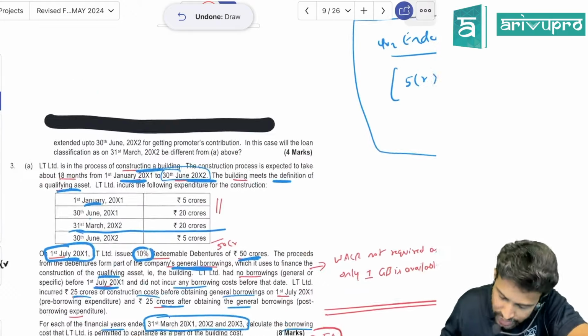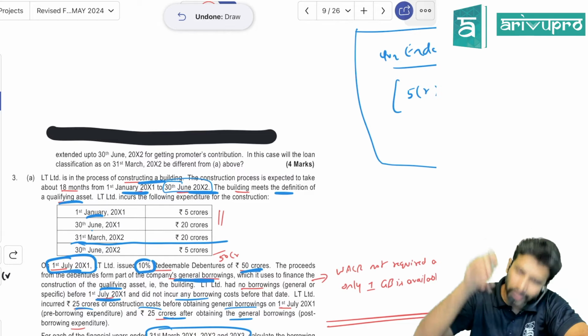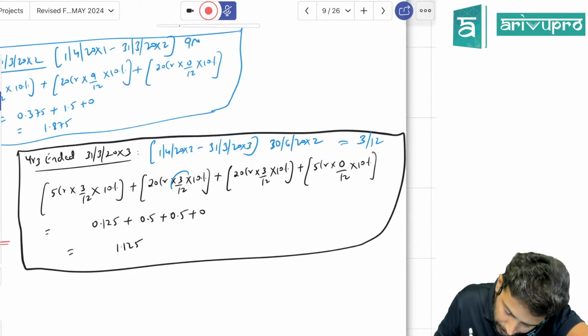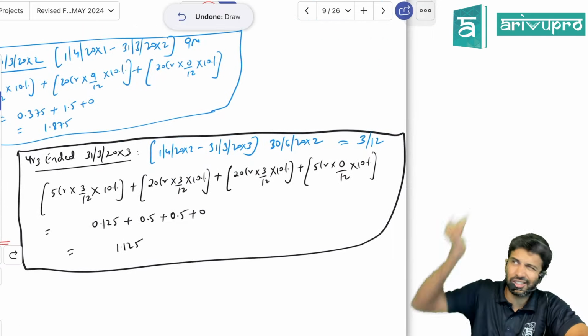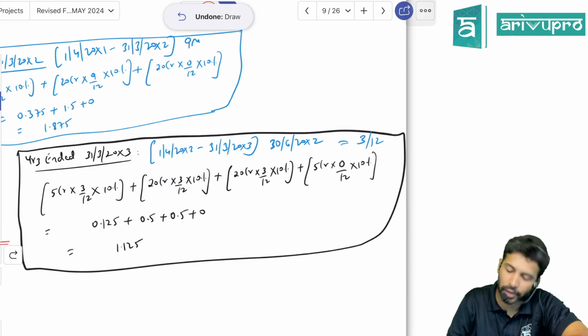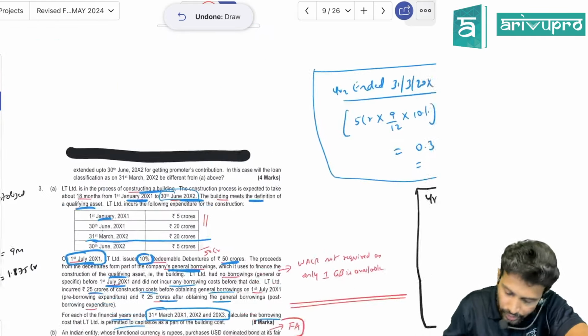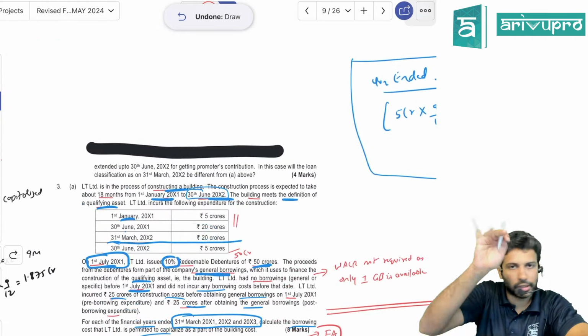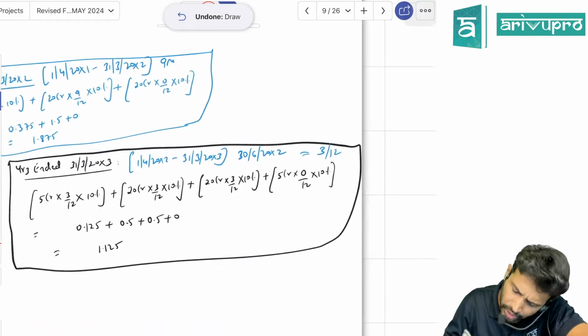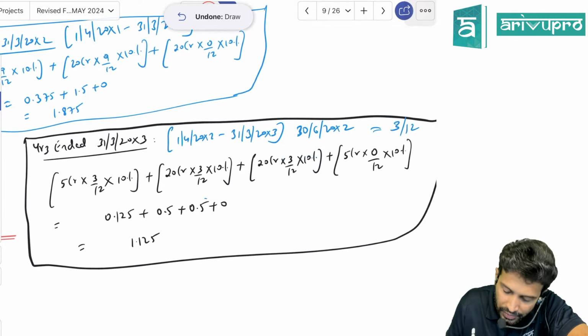So on this 5 crore, we already calculated. Is this 20 crore incurred before 30th June 20x2? Yes. So on this 20 crore also calculate. Maximum weightage is 3 by 12 because this is incurred much before our current year. So hence, maximum weightage we can give is 3 by 12. Into WACR, 10% if you do, you'll get 0.5. Next 20 crore also you have incurred before 30th June only. So you can capitalize them. So 20 crore into 3 by 12 because weightage maximum is 3 by 12, into 10% will give you 0.5.